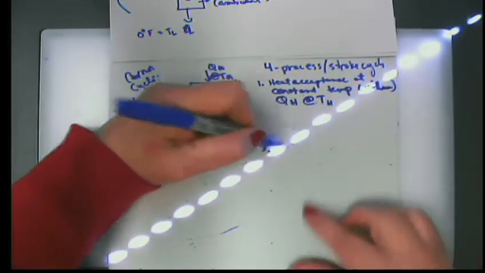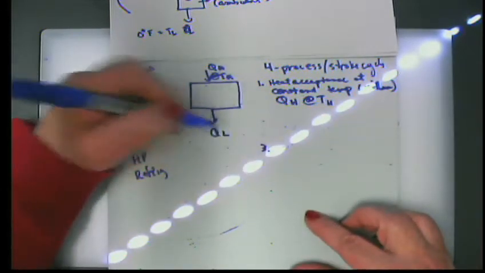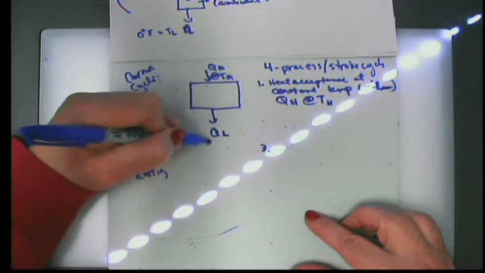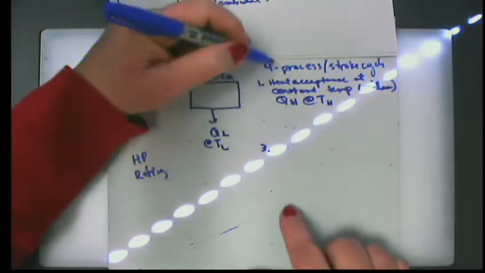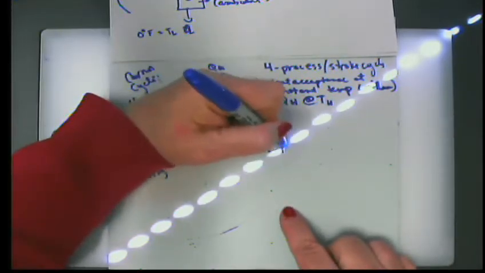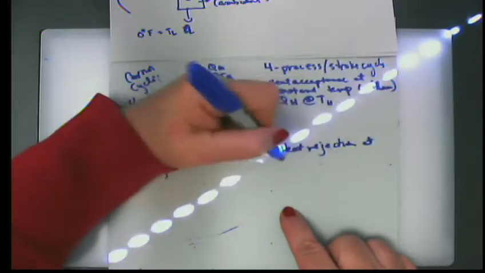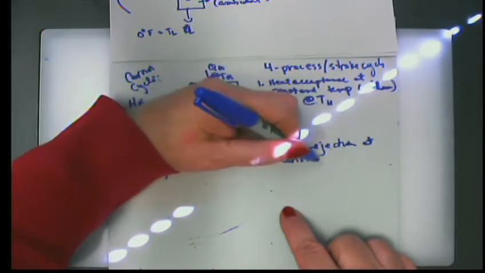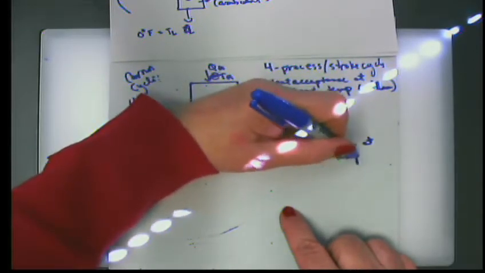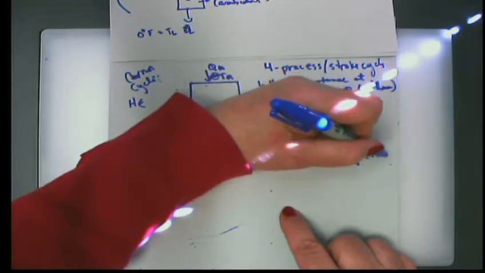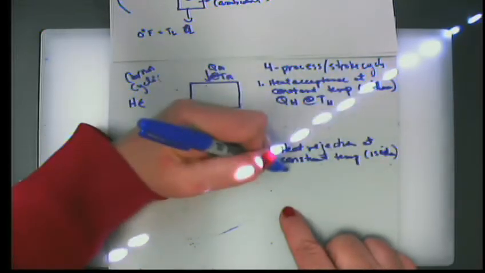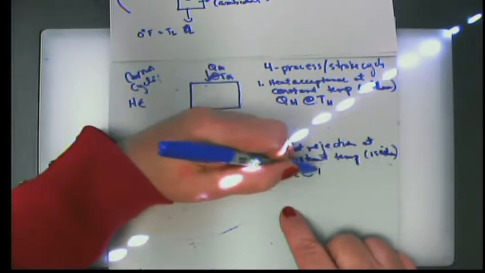The 3rd stroke down here is where we lose Q sub L at T sub L. And so the 3rd stroke is heat rejection at a constant temperature, which once again is isotherm. And that means we have Q sub L at T sub L.